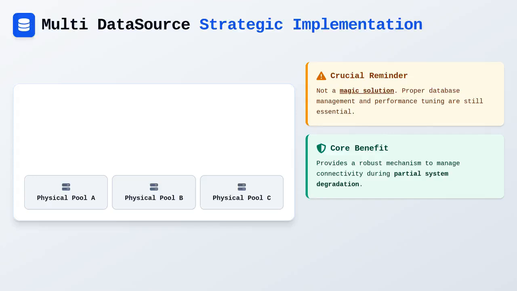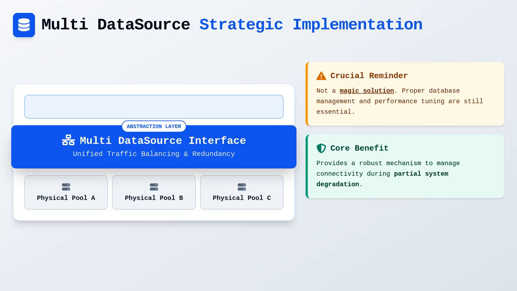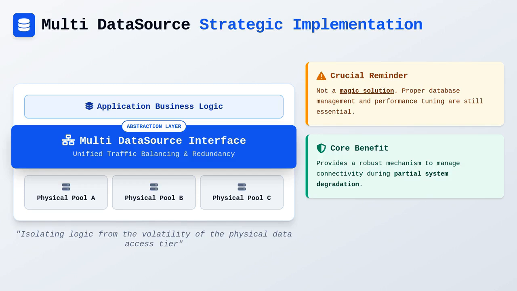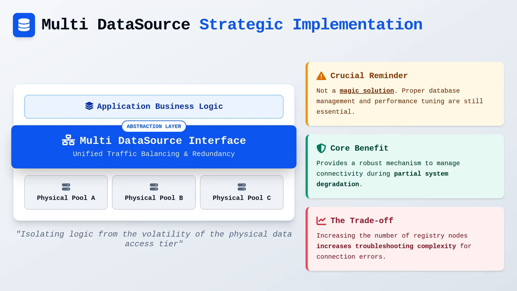It is helpful to visualize this as an abstraction layer that isolates your application business logic from the volatility of the physical data access tier. Keep in mind that as you introduce more nodes into your multi-data source registry, the complexity of your troubleshooting process for connection-related errors will naturally increase.